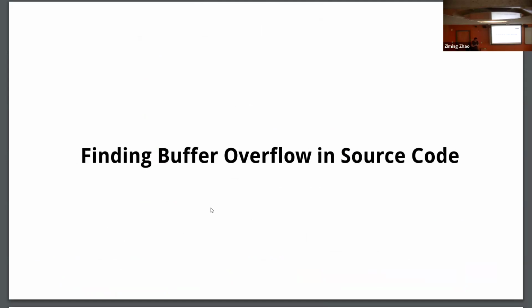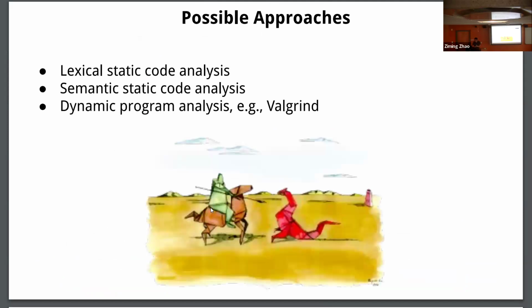Okay, so next, let's talk a little bit about how to find buffer overflow in source code, what approaches we have been using, what we have tried, and right now, what is the hottest area. So the first approach everyone can think of is to do some lexical static analysis, right? For example, now we know you're not supposed to use gets. Maybe you are not even supposed to use fgets, right? Definitely should not use strcpy. You should use strncpy, right?